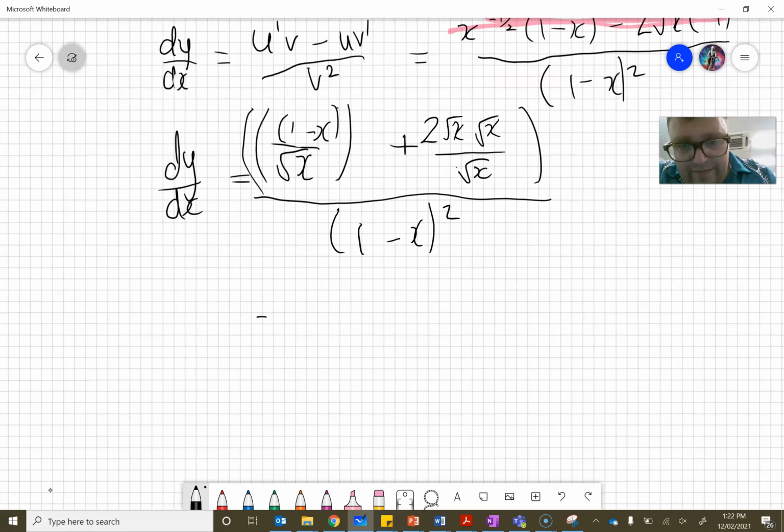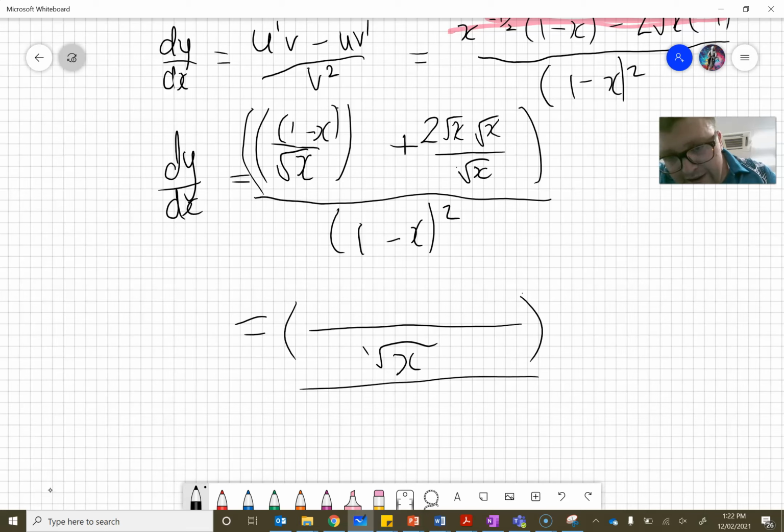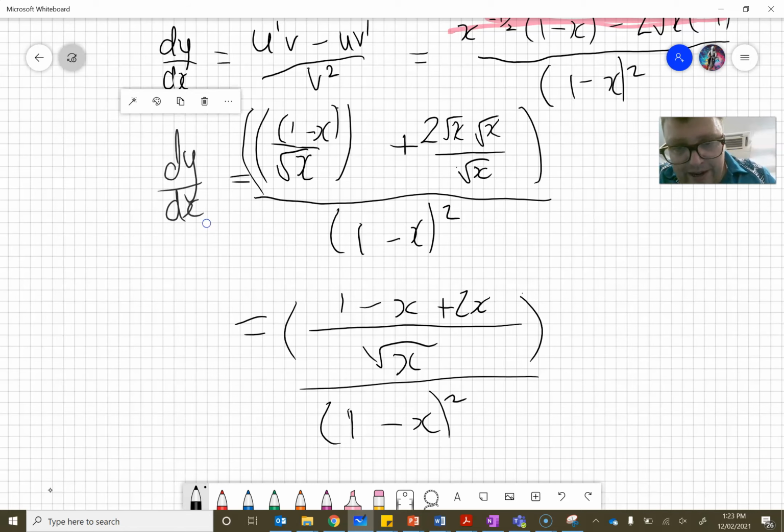So scrolling down, now I end up with root x on the denominator up here times 1 take x squared. Okay, it's not times, sorry, all on 1 take x squared. And at the top here, I've now got 1 take x. And then 2 times root x actually just gives me 2x. So that's going to be plus 2x. All right, so it's looking a bit better.